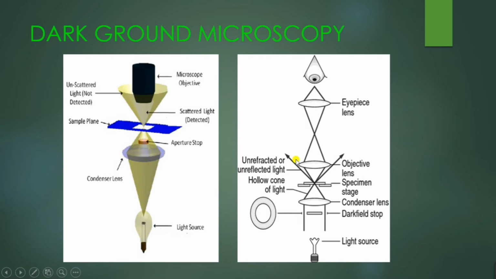On the right hand side, this is the same picture, representing the light pathway of dark ground microscopy. Here you can see the stop that is kept below the condenser, and here is the light source. From the light source, light will fall onto the dark field stop, and it will focus only the scattered light onto the specimen, which you can see directly through the eyepiece.